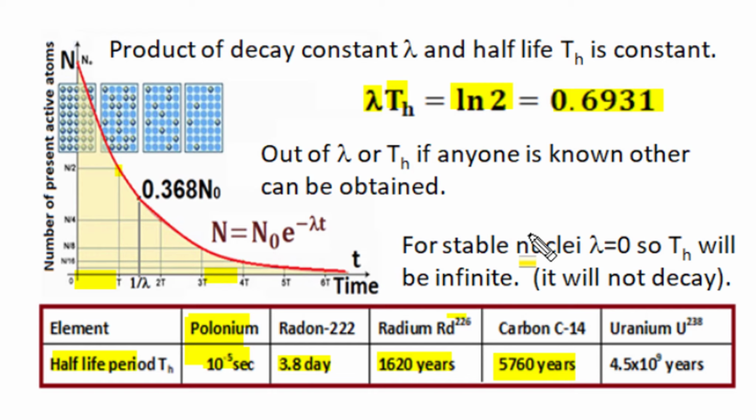So in a fossil sample, the amount of carbon-14 will reduce to half its amount in 5760 years, whereas uranium-238 has a very small decay or disintegration rate with a very high half-life, 4.5 × 10⁹ years.